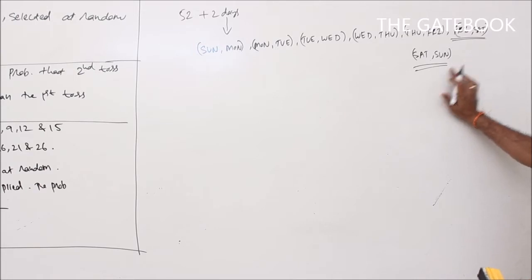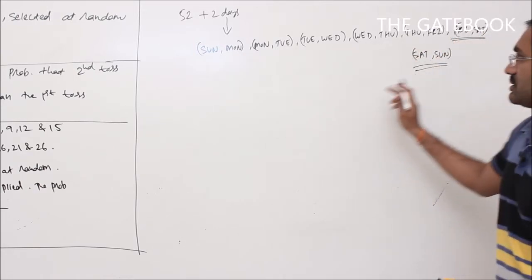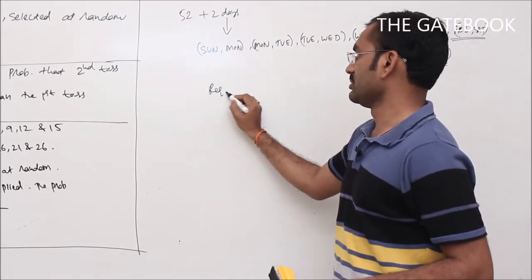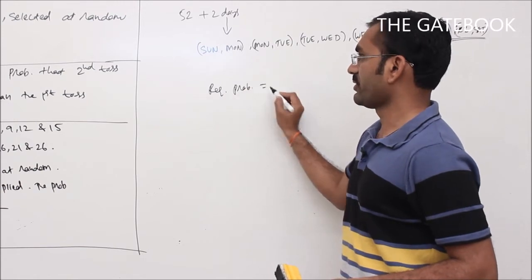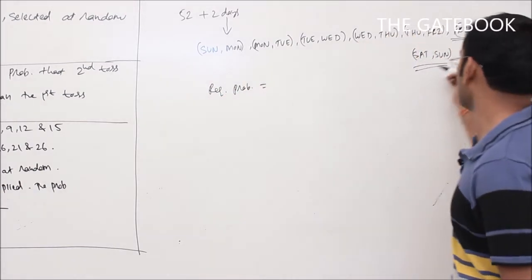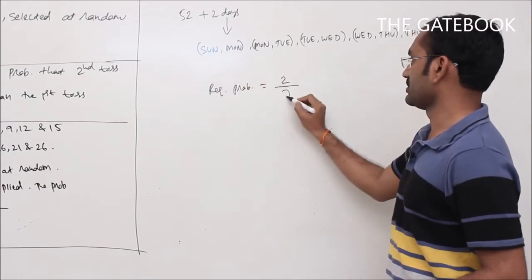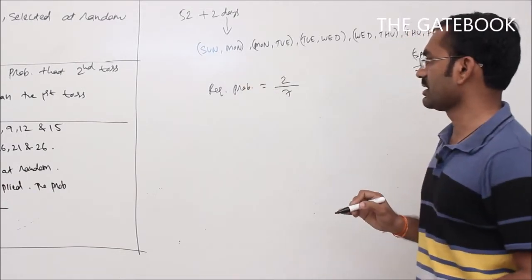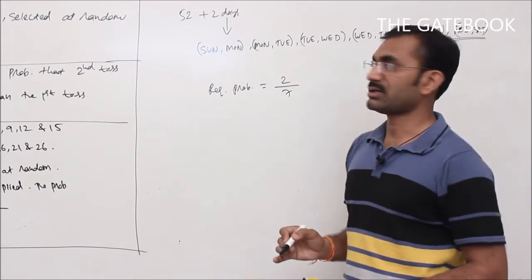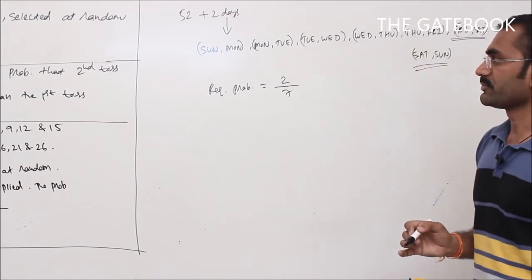So what about the total number of possible cases here? 7. So I can write the required probability: the number of favorable cases for 53 Saturdays is only 2, by the total number of possible cases, which is 7. So 2 by 7 is the correct answer. That is option A for the first question.